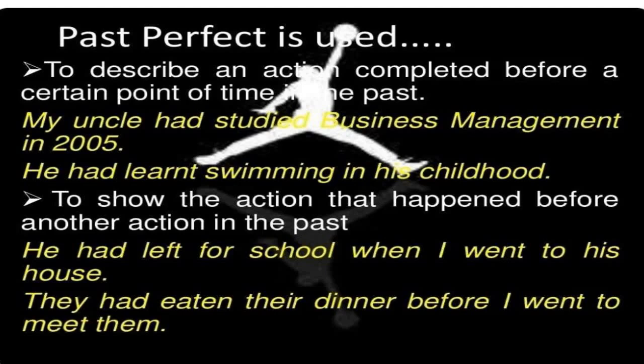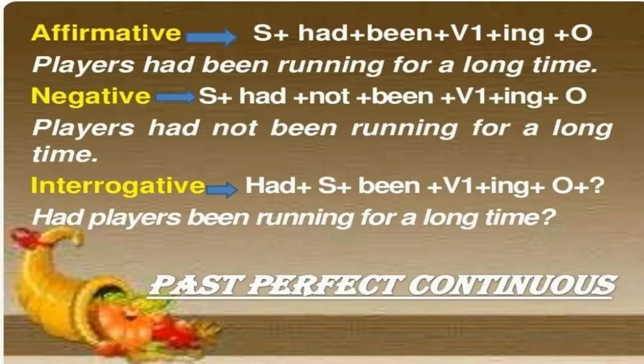So let's move on to the next one, which is past perfect continuous. We also call it past perfect progressive tense. Let's have a look at the affirmative, negative, and interrogative examples. Players had been running for a long time. Again, since and for, we use it over here. Then there comes, players had not been running for a long time. Had players been running for a long time?